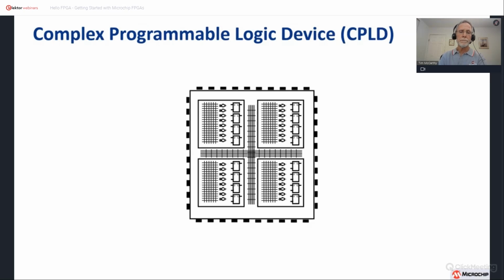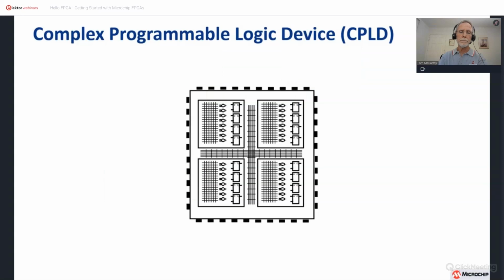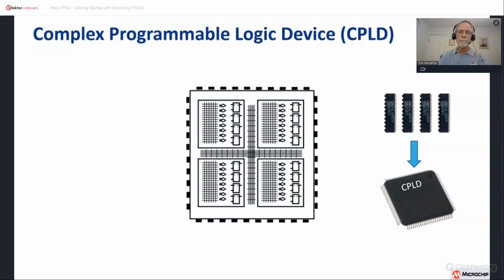Extending the PLD concept further produced the complex programmable logic device, or CPLD. CPLDs are made up of several simple PLDs with a programmable routing matrix to interconnect the logic blocks to each other and the I/O. CPLD devices offered 5,000 or more gates. A single CPLD could replace multiple PLD devices. One drawback of the CPLD architecture was the delay of the programmable routing matrix that was used to interconnect the simple PLD blocks.